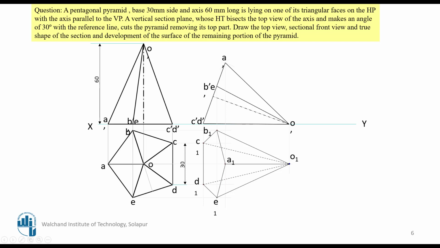Now the given condition is a vertical section plane. So this is a vertical section plane. If this line touches the ground here, we call that a horizontal trace. You need not bother about this one. Consider it as a vertical section plane. A vertical section plane means it is perpendicular to HP and makes an angle of 30 degrees.